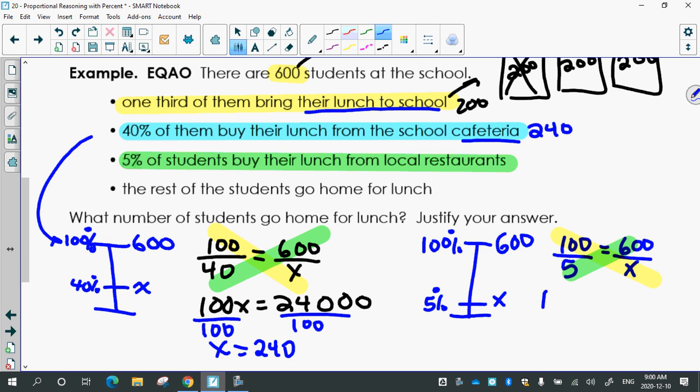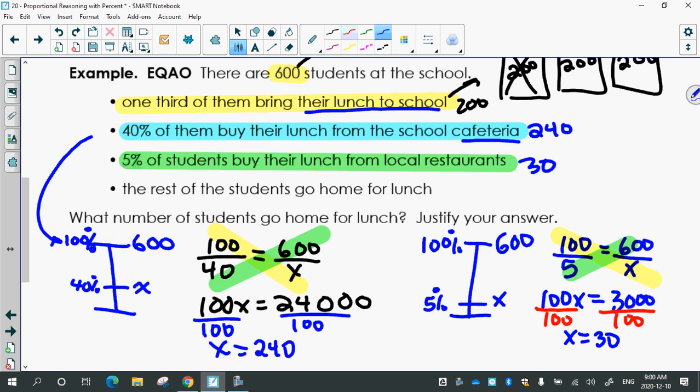Find your X and find the cross product of each side. So divide by 100. So 30 students buy their lunch from local restaurants.